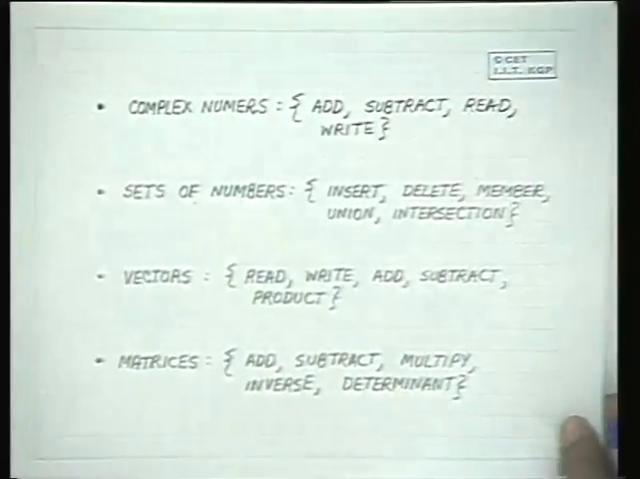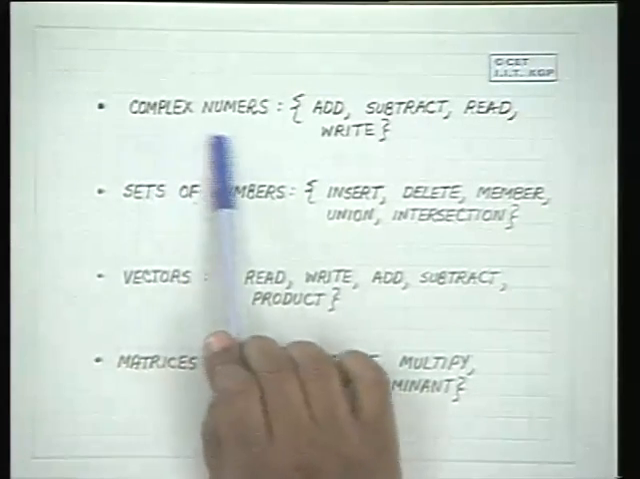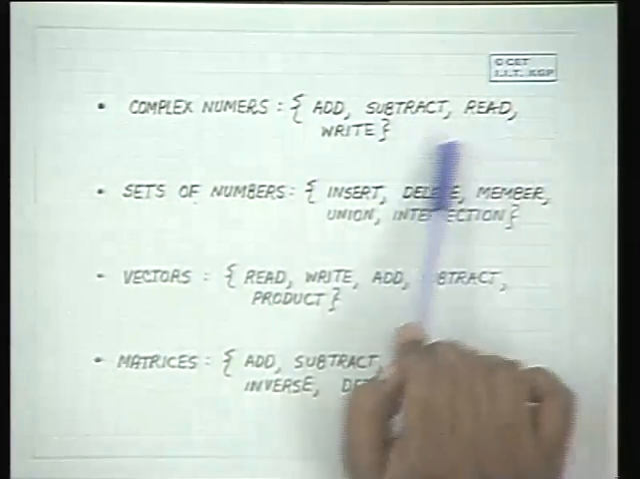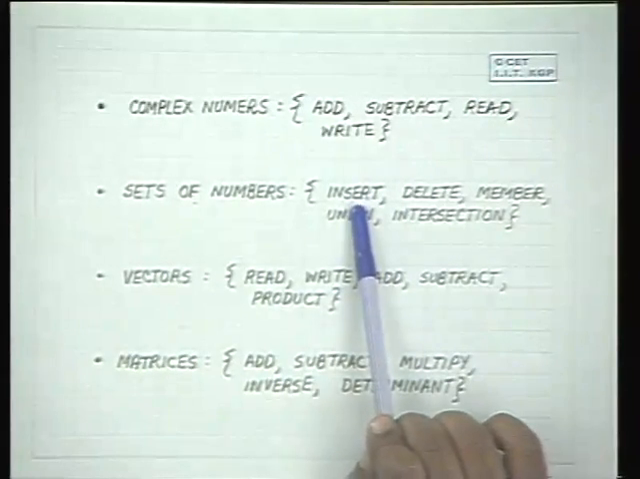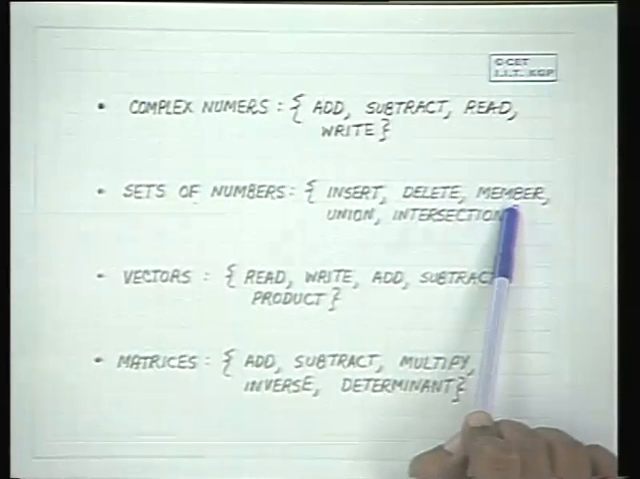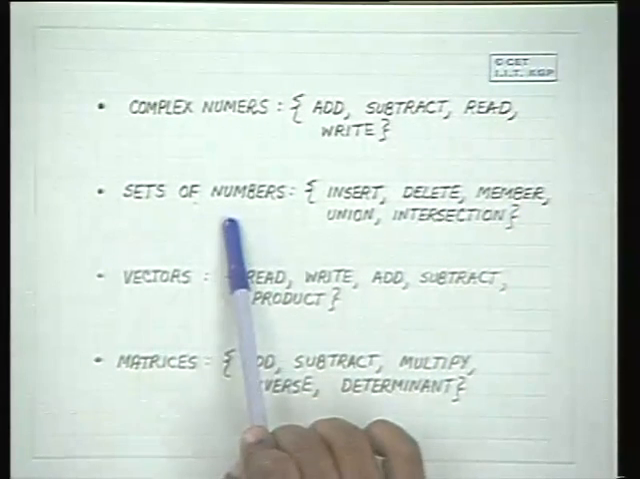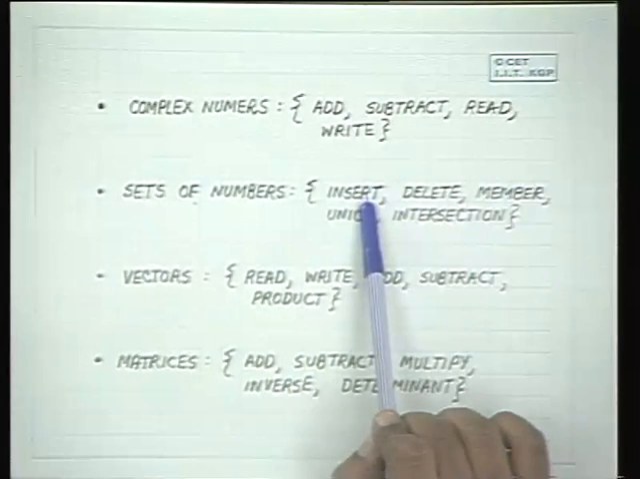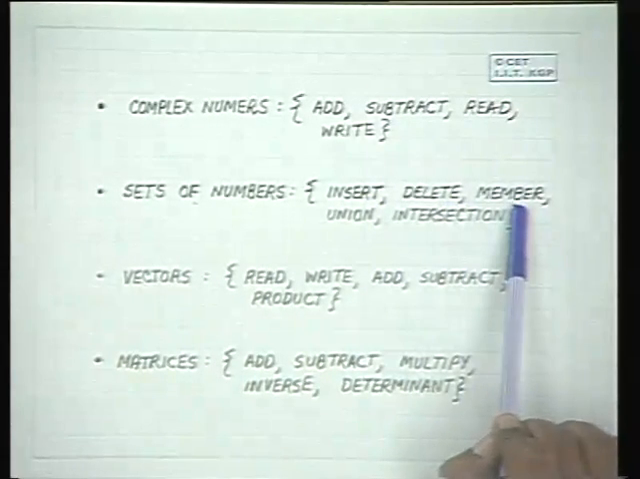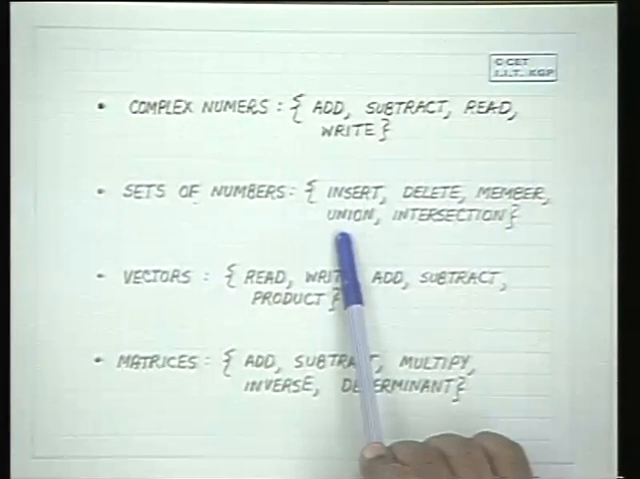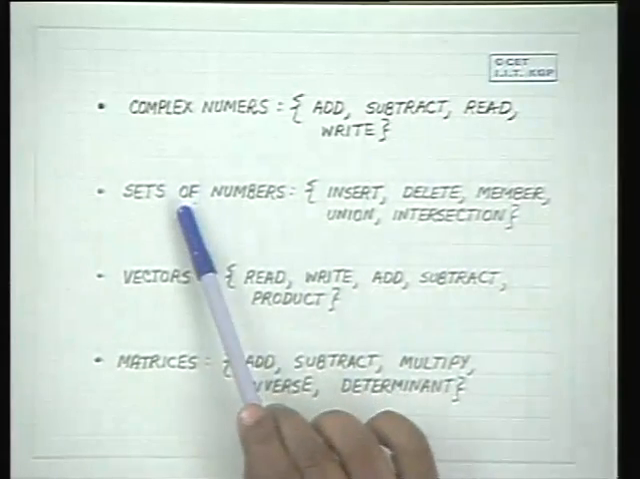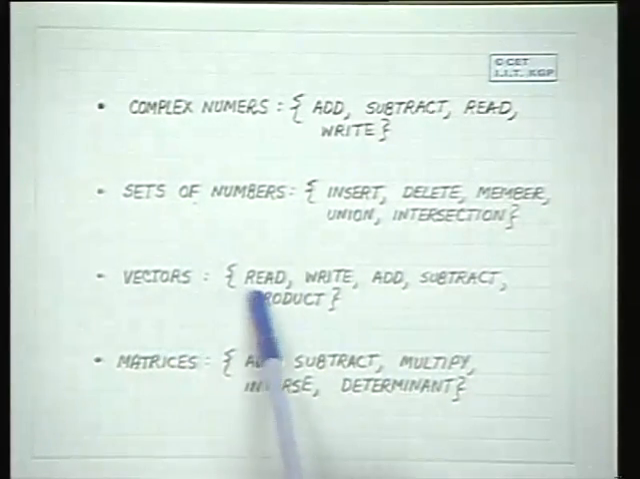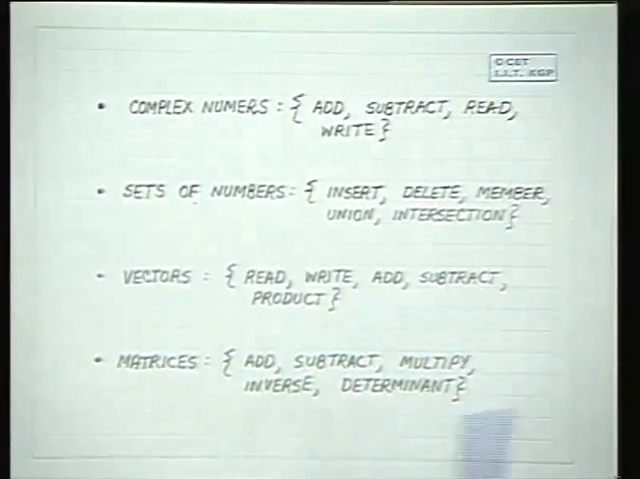We saw a number of examples which were pure data structuring problems. For example, we discussed complex numbers with operations add, subtract, read and write. We discussed the problem of representing a set of numbers with the operations insert a number, delete a number, find out whether it is a member of a set. This is set of sets. So insert a number in a set X, delete a number from a set, find out whether a number is an element of a set, make a union of two sets, make an intersection of two sets. So this problem is a pure data structuring problem. Similarly, on vectors you can have several operations, on matrices you can have operations.